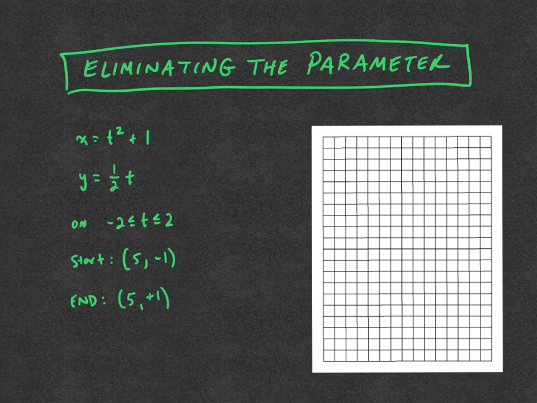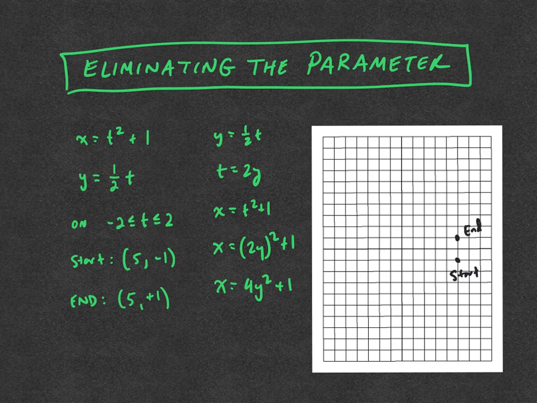So if I look at those on the graph, I can see that it's going to start here and it's going to end right here. But I don't think it's going to be a vertical line here because I don't see x or y staying constant. So now that skill of eliminating the parameter will be really useful. To eliminate the parameter this time, I'm going to start by solving for t in terms of y. And then I'm going to plug that value of t into the x equation to get x equals 4y squared plus 1.